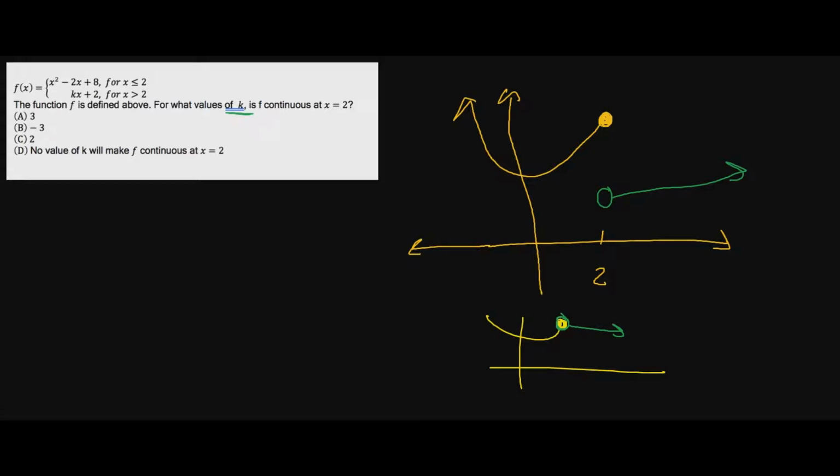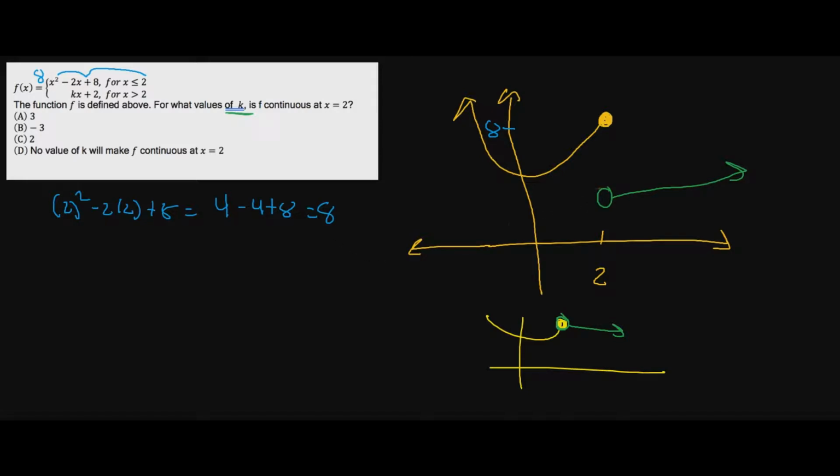So what I like to do is take 2 and plug it into these functions to see where this filled-in circle is located. We're going to get 2 squared minus 2 times 2 plus 8. We get 4 minus 4 plus 8, which is equal to 8. So I know the y value should be 8. So right over here, the y value should be 8.